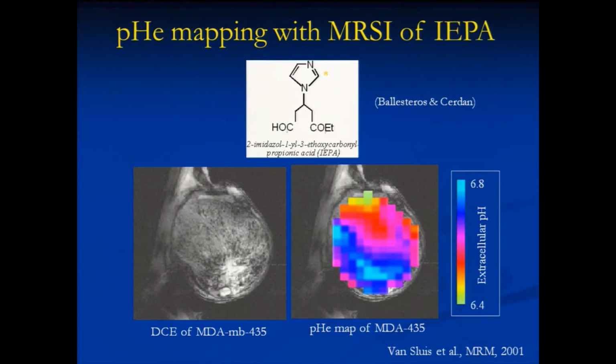The same group also worked with a group in Spain who developed IEPA, which is a pH-dependent indicator for a proton MRSI pH mapping experiment. And here's the result of that experiment, where they were able to show heterogeneity of tumor pH throughout the tumor, with a range from 6.8 to 6.4.